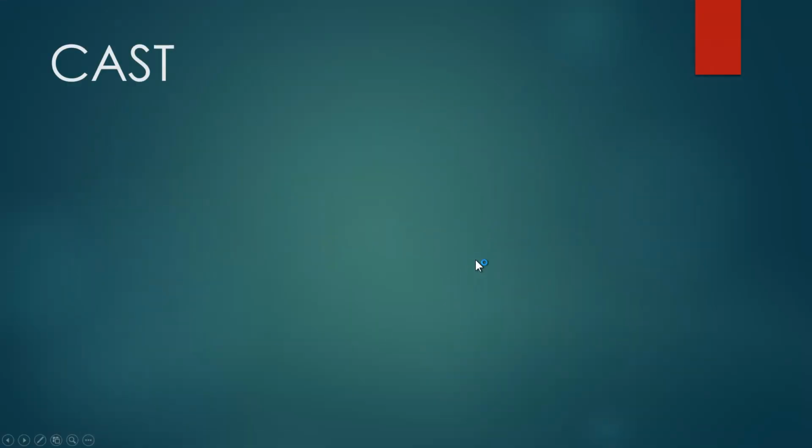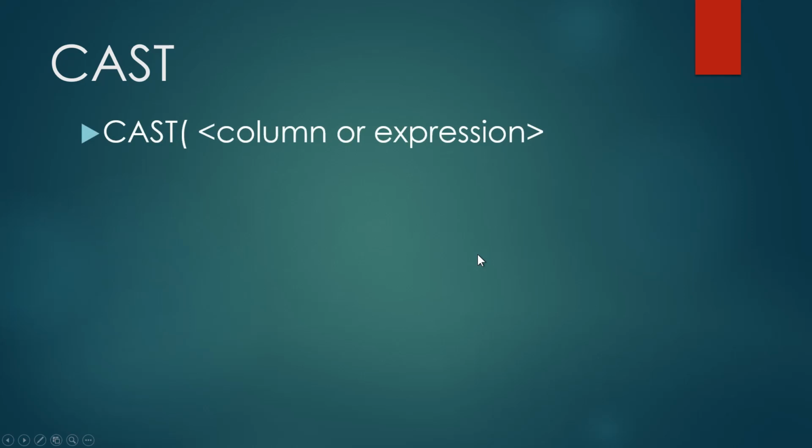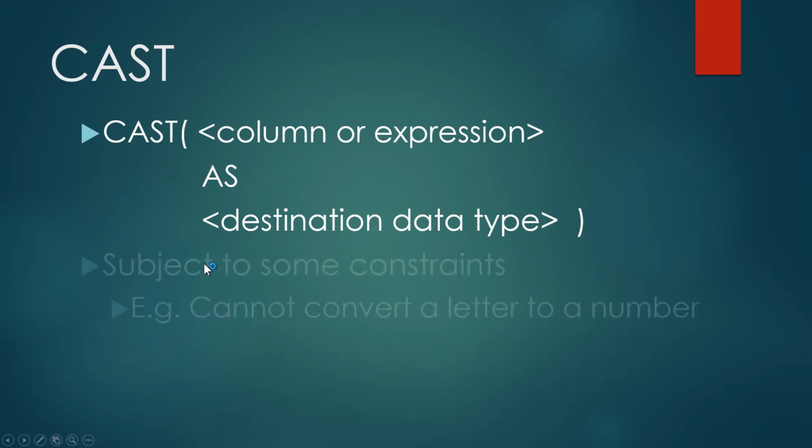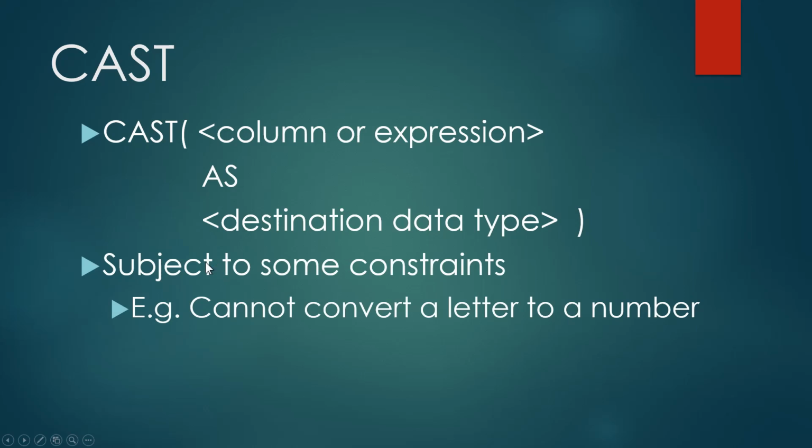So let's just recap what we've learned about the cast function. The syntax is cast, the column or expression that we intend to be converted, as, and the destination data type, defined as you normally would, and the closing bracket. Now that's subject to some constraints. We can't, for example, convert a letter to a number, but apart from that, cast is a very powerful tool indeed.